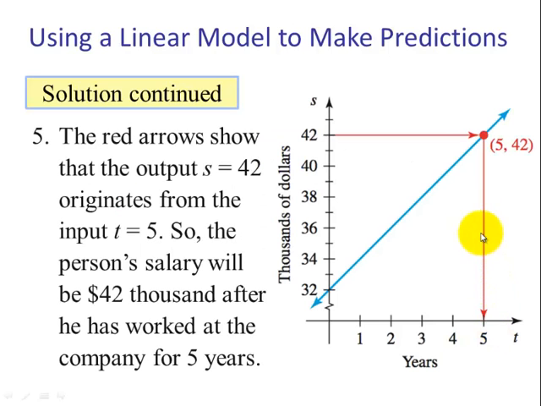Number 5, so using the graph, when S is 42, we can see that that corresponds to T being 5. So what this means in this situation is in 5 years, the person's salary will be $42,000. Now we could also have gotten this from the equation. We didn't have to use the graph, and we could have substituted in 42 for S and solved for T. We won't do this in this video, but it would be a good idea for you to verify.